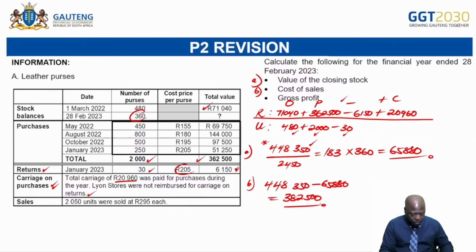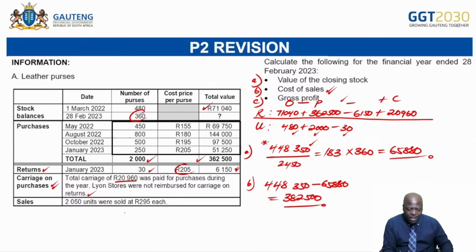382,500. Okay, so that becomes the value, my cost of sales. And then I have another question here, which I'm going to call C. Here they said calculate the gross profit.